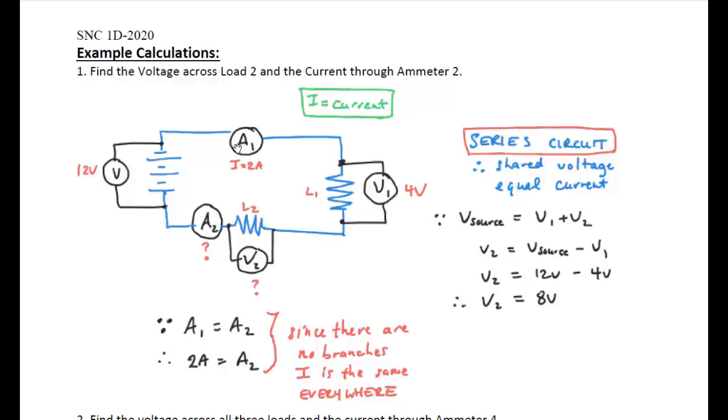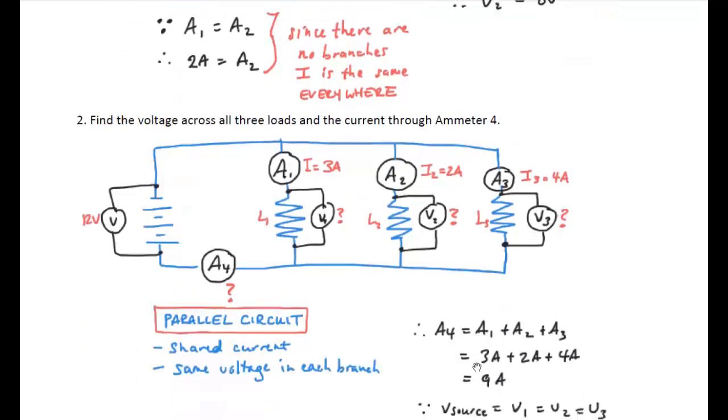Notice that capital I is the symbol we're going to be using for current. If the current is equal to 2 amps here, it should be equal to 2 amps everywhere in the series circuit. So A1 should be equal to A2. Therefore, 2 amps is equal to that A2. All right? There's no branches. I is the same everywhere. Another example here.